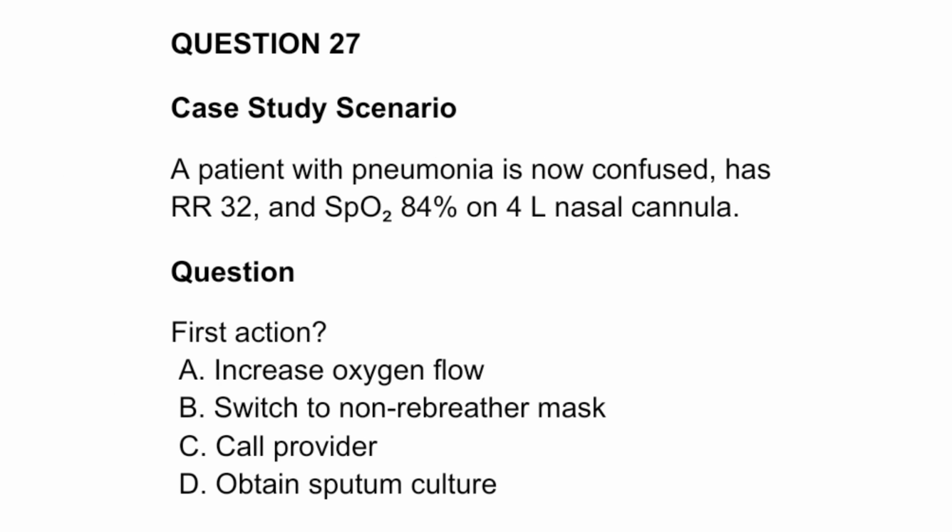Question 27. Case study scenario. A patient with pneumonia is now confused, has RR 32 and SpO2 84% on 4-liter nasal cannula. Question: first action. A. Increase oxygen flow. B. Switch to non-rebreather mask. C. Call provider. D. Obtain sputum culture.